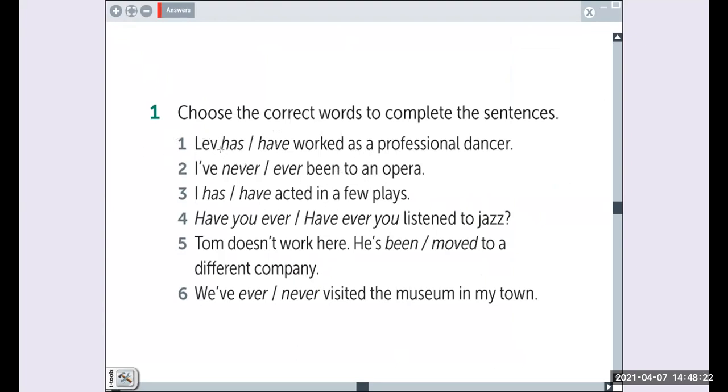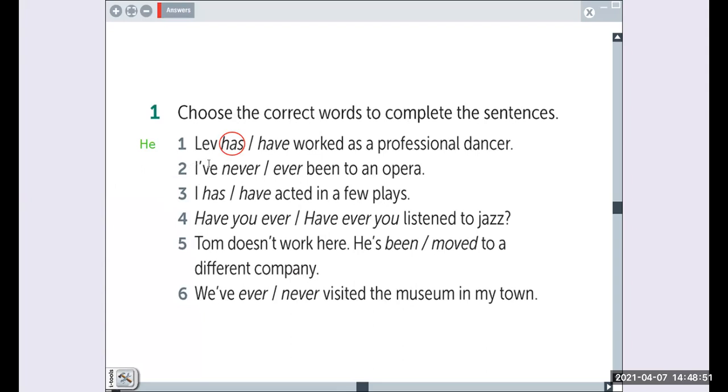For example, here we have, Lev worked as a professional dancer. What do you think we need to say here, has or have? Has. Why has? Because it's a third person. It's a third person, could be he, right? So Lev could be a he. No sabemos si es una mujer o un hombre, pero puede ser un hombre.